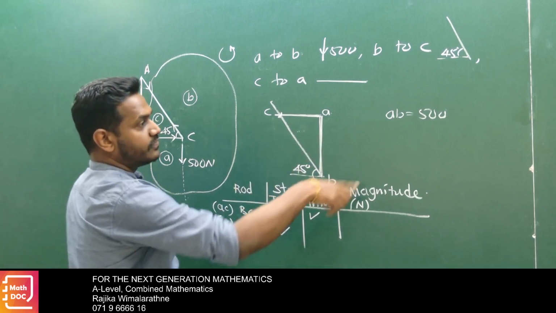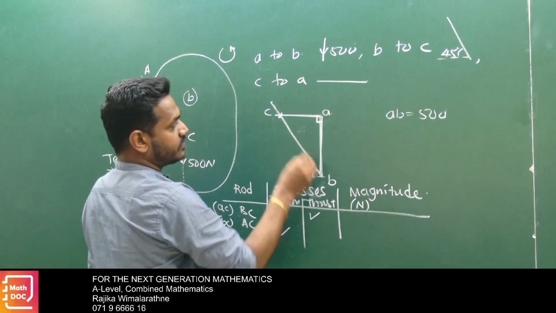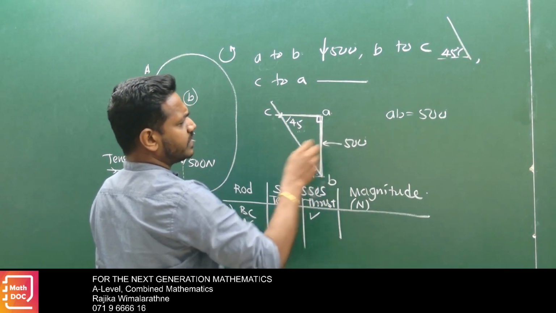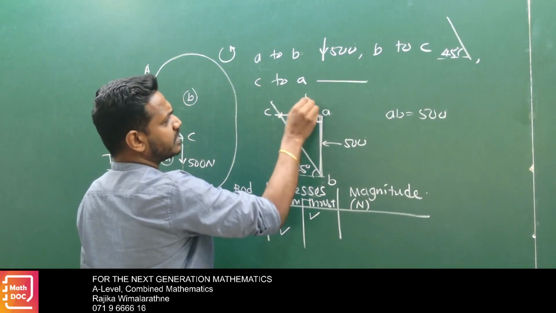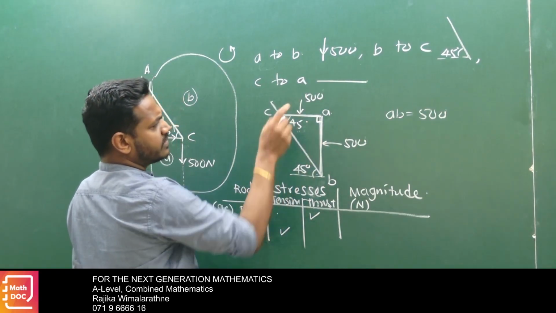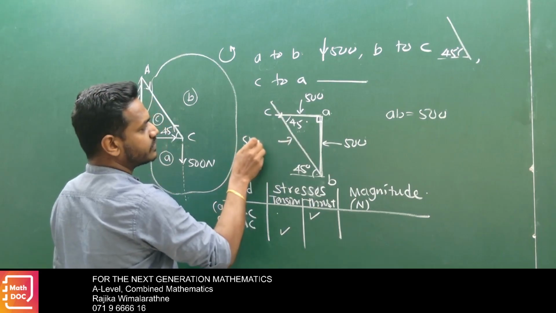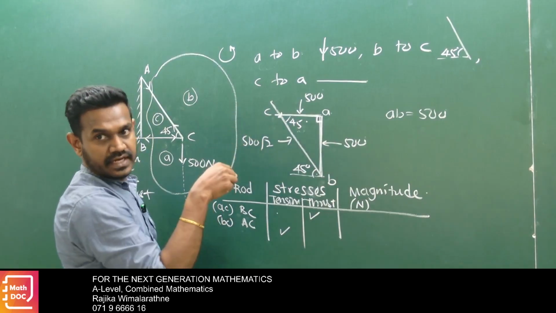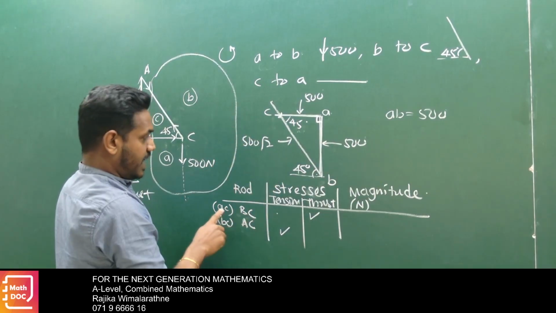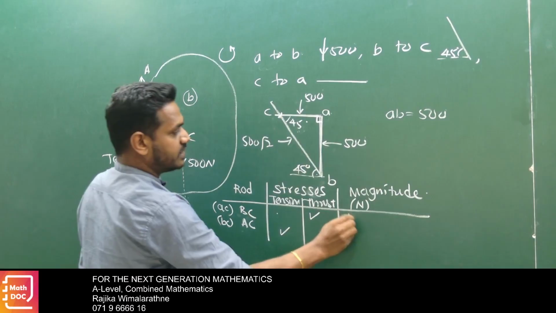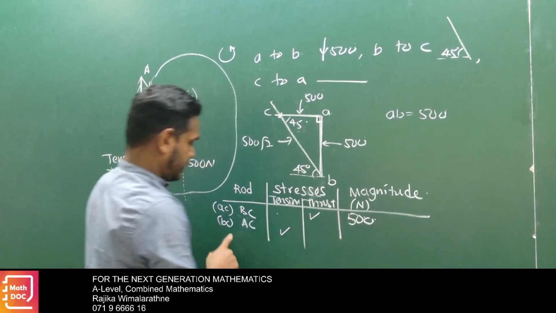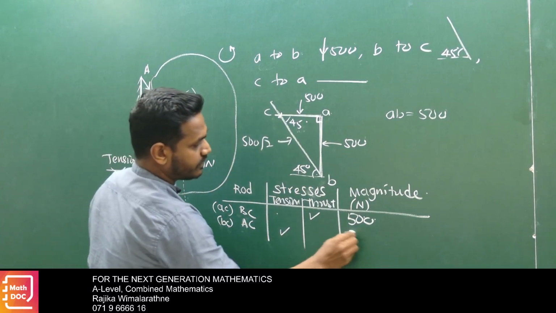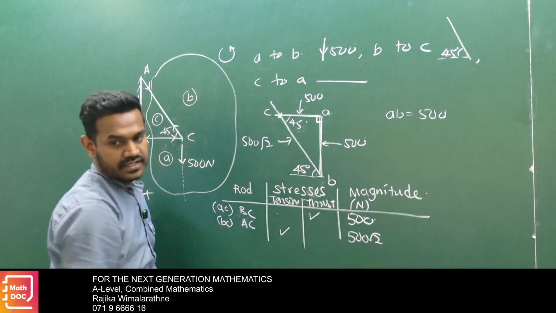Then here AB is 500, no. Then 90 degree here, 45, no. Then if this one is 500, then we have 45 degree. This will be 500 again, no. Then 500 here. This will be 500 root 2, no. Don't write here, but you can identify that. Then AC length is 500. Then here BC length is 500 root 2. That's how we identify stresses.